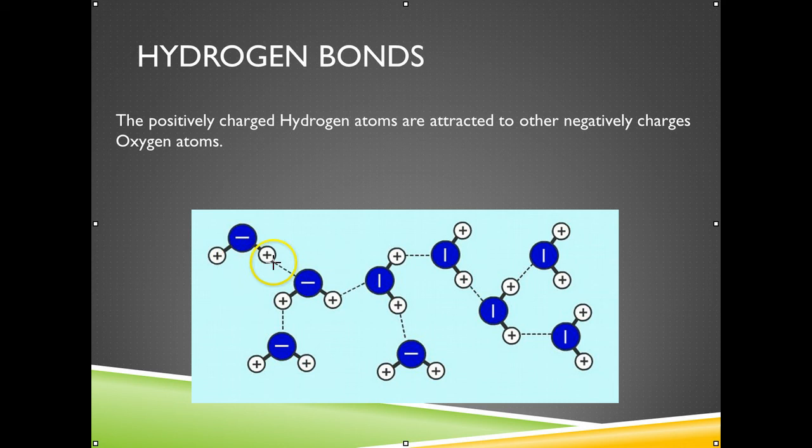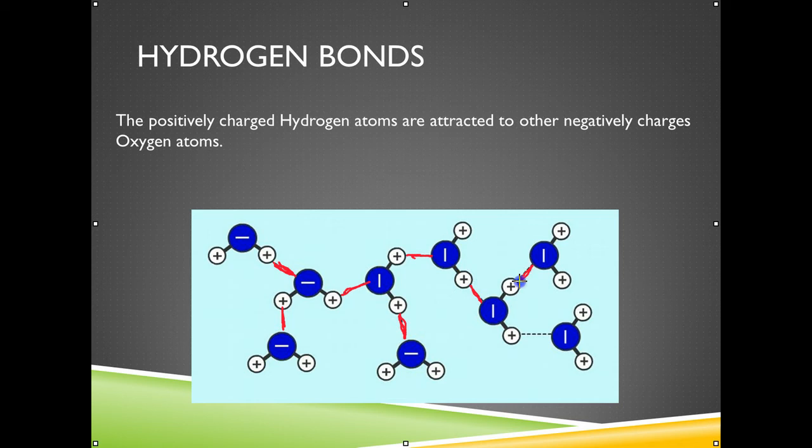So these hydrogen bonds, which I'm going to put in red, as you can see, each negatively charged oxygen is going to be attracted and have a hydrogen bond to a positively charged hydrogen atom. So these are the bonds in between each water molecule, which I'm putting in red.